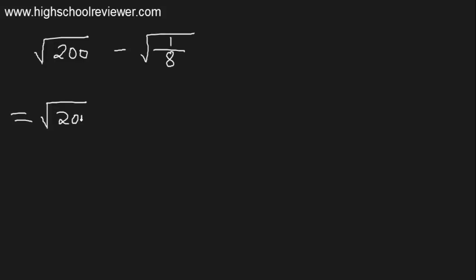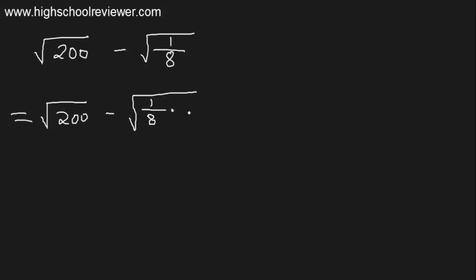Our next problem, we will have the square root of 200 minus the square root of 1 over 8. So to solve this, we have square root of 200 minus square root of 1 over 8.